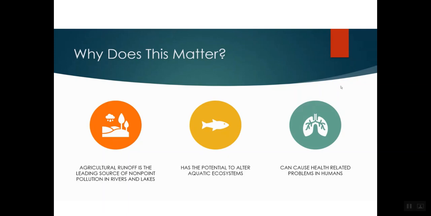This is the leading source of non-point pollution in rivers and lakes. And this is something that typically can't be seen until it's too late. You can't see the pesticides running into the water until eutrophication begins to happen. Excessive fertilizers and manures cause an increase in nitrogen and phosphorus, which will eventually lead to eutrophication and is going to cause changes in your water quality and chemistry.